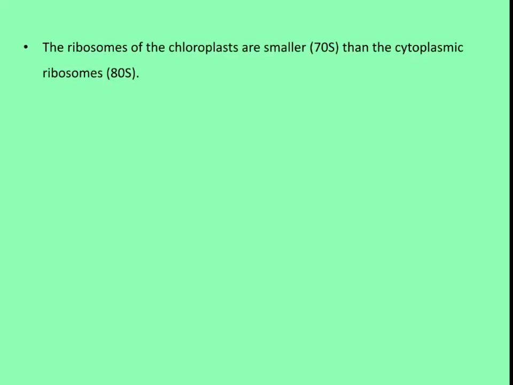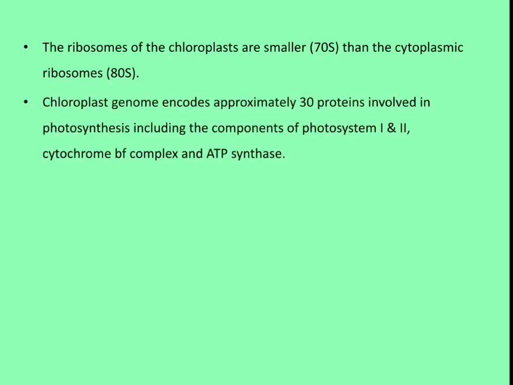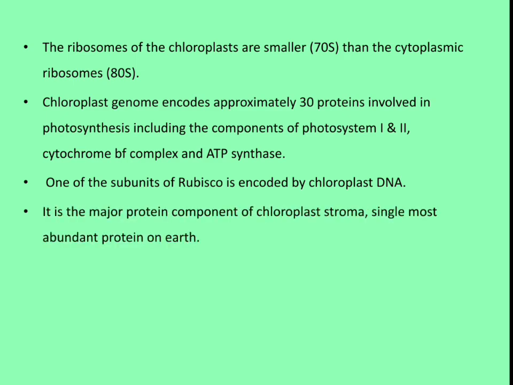The ribosomes of the chloroplast are smaller, 70S, than the cytoplasmic ribosome, 80S. Chloroplast genome encodes approximately 30 proteins involved in photosynthesis, including the components of photosystem 1 and 2, cytochrome b6f complex and ATP synthetase. One of the subunits of rubisco is encoded by chloroplast DNA. It is a major protein component of the chloroplast stroma, which is the single most abundant protein on earth.